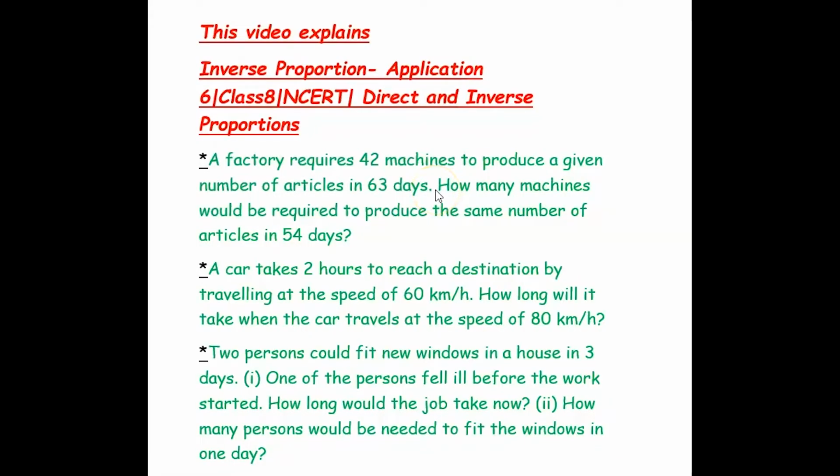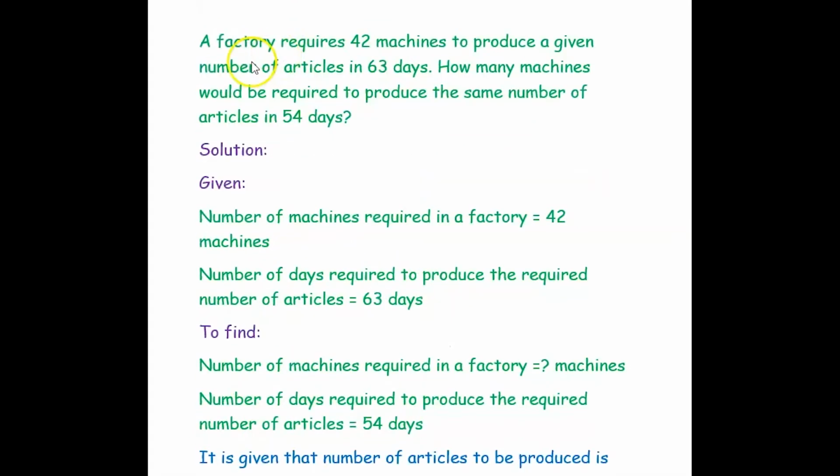In this video, we are going to see a few examples on how to apply inverse proportion to find the values for the unknown variables. Our first example is, a factory requires 42 machines to produce a given number of articles in 63 days. How many machines would be required to produce the same number of articles in 54 days?